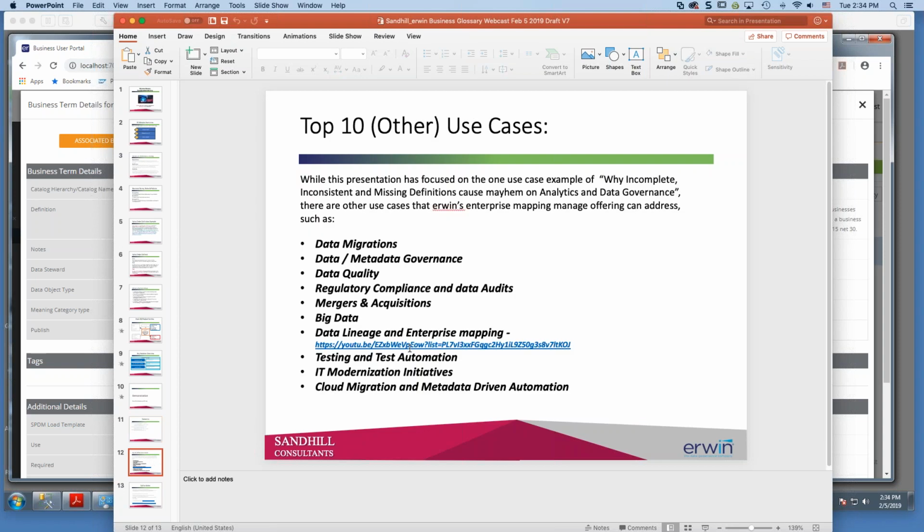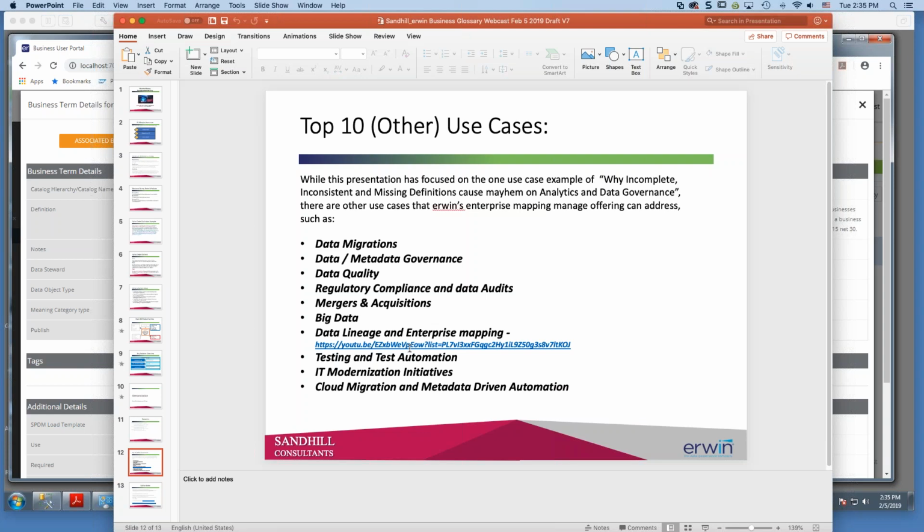In addition to that, there are other use cases that you can use this tool for. You can use it for data migrations. We saw it with data and metadata governance to a certain degree, but you can set up code sets and data profiles for quality. Obviously, with the business rules, you can set up your regulatory compliance and data audits, mergers and acquisitions. This would be a big one for synonyms. What's the difference between effective date, start date, hire date, date of hire, etc.